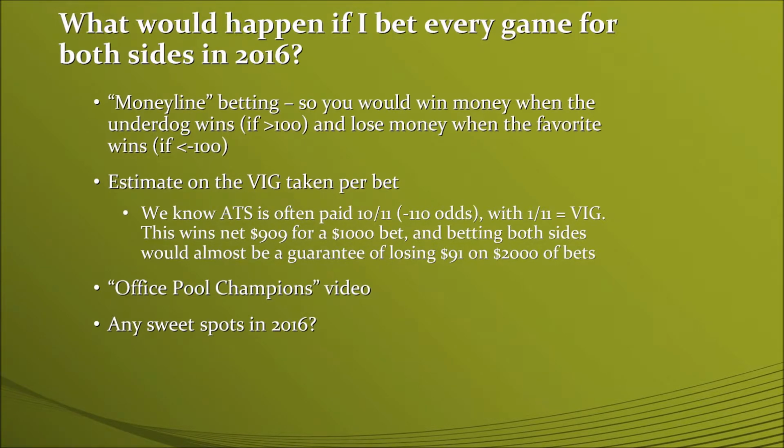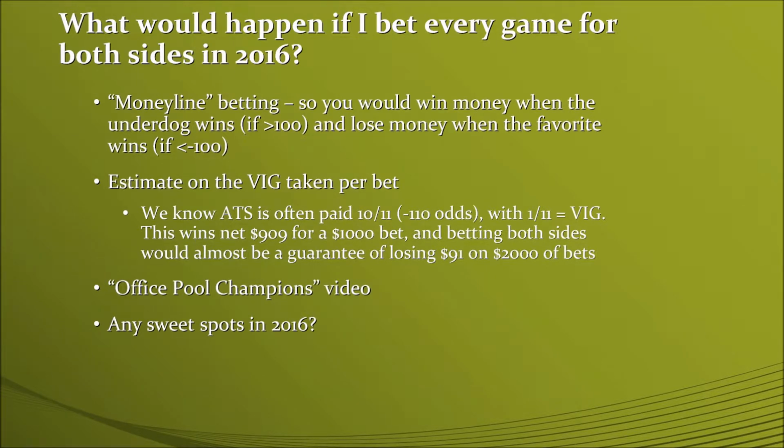But again, with money line betting, you could win money if the underdog wins. So if you bet both sides, anytime the underdog wins, in other words a team that has greater than a plus 100, so if they got a plus 150, you're going to win back more money than you lose on the other bet. So you'll end up net positive. However, if the favorite wins, somebody who's got a negative number like negative 125, then you'll win less money than you lost on the $1,000 bet on the other side.